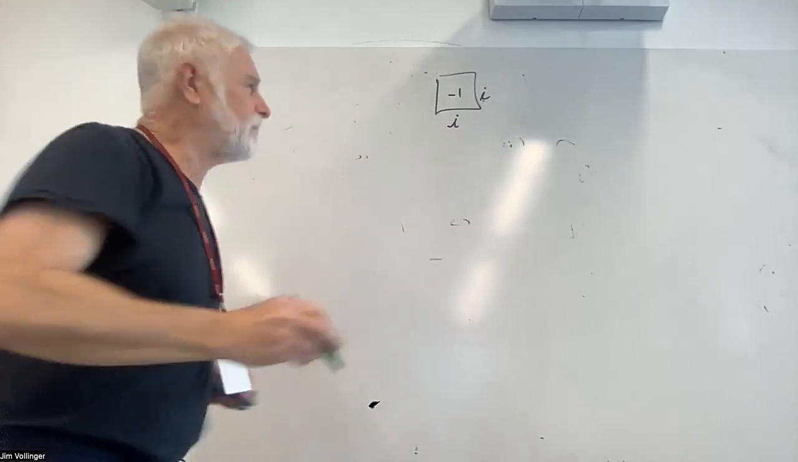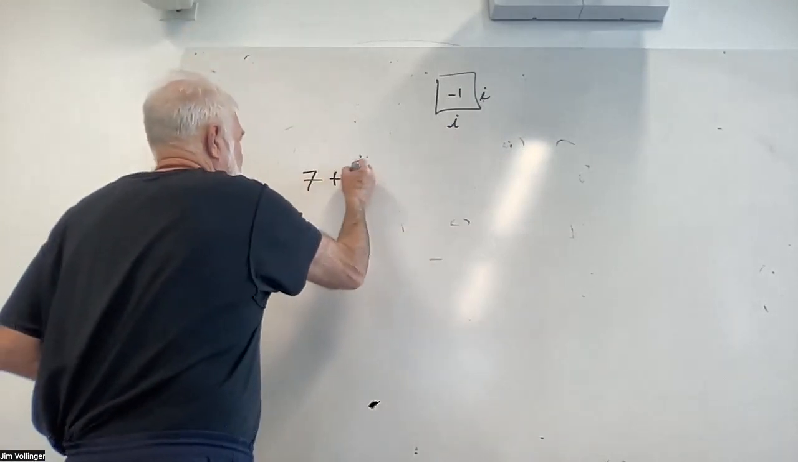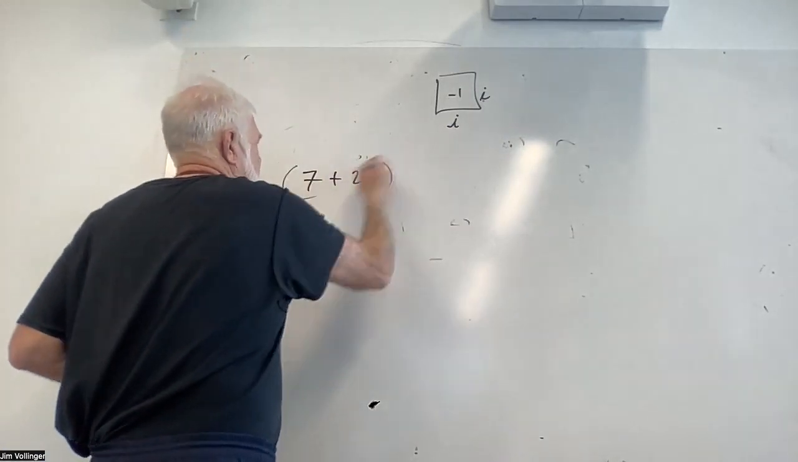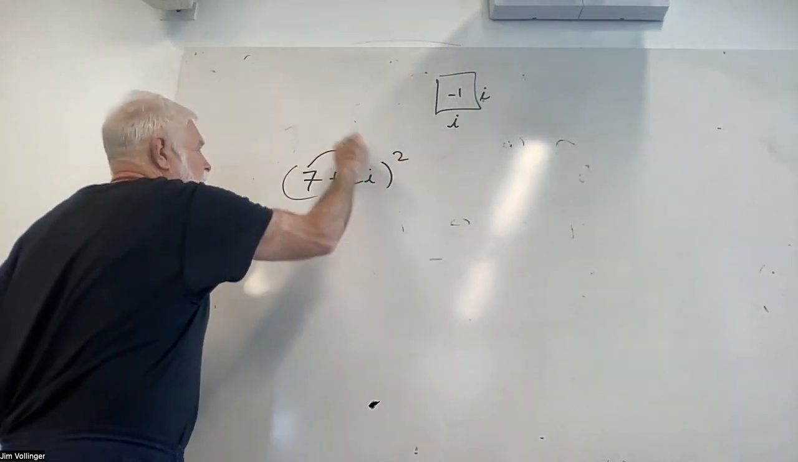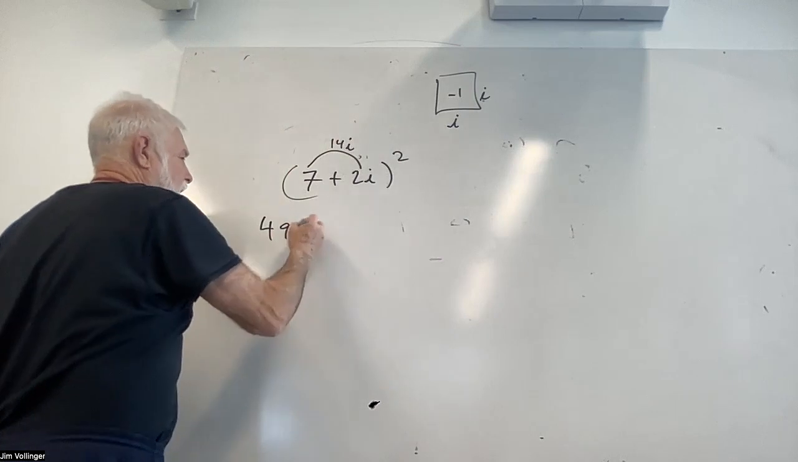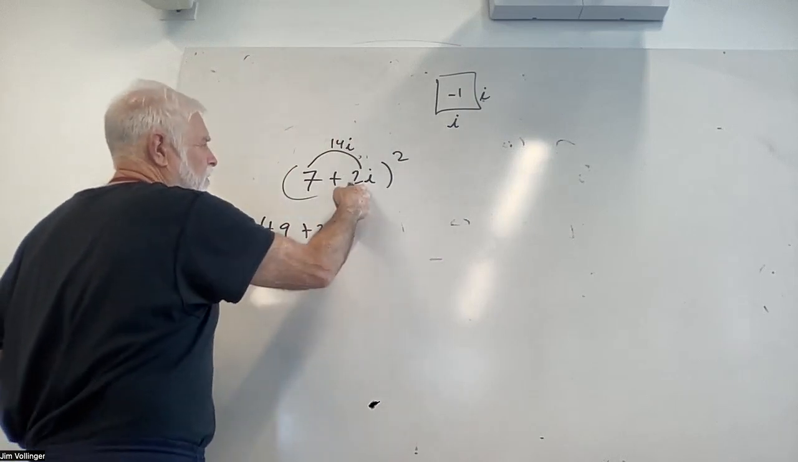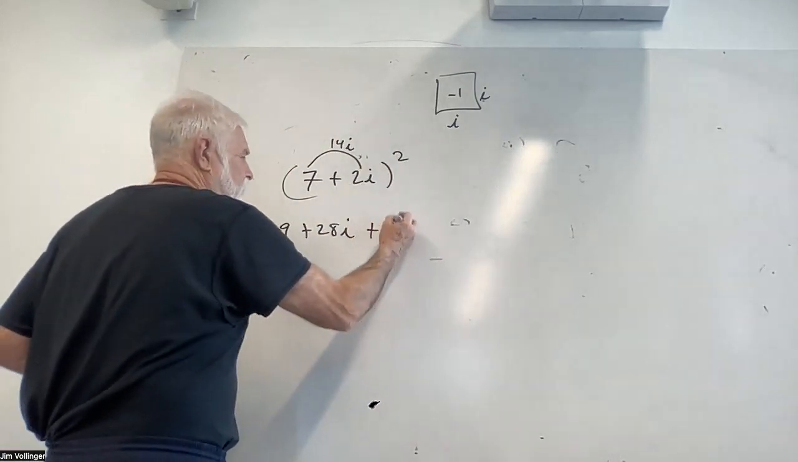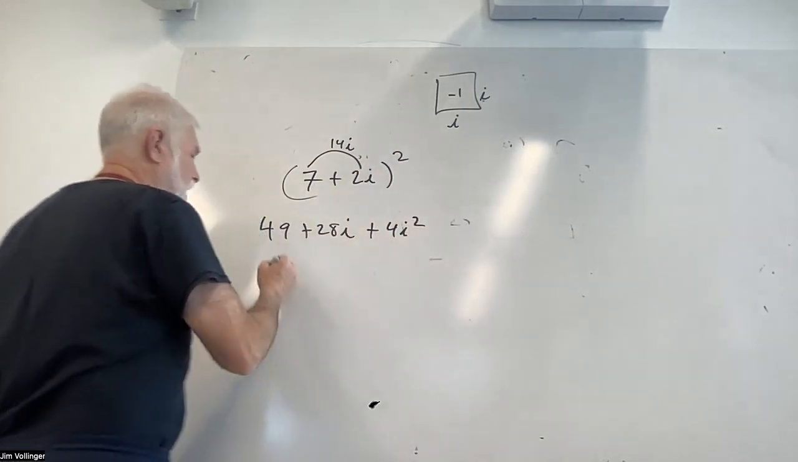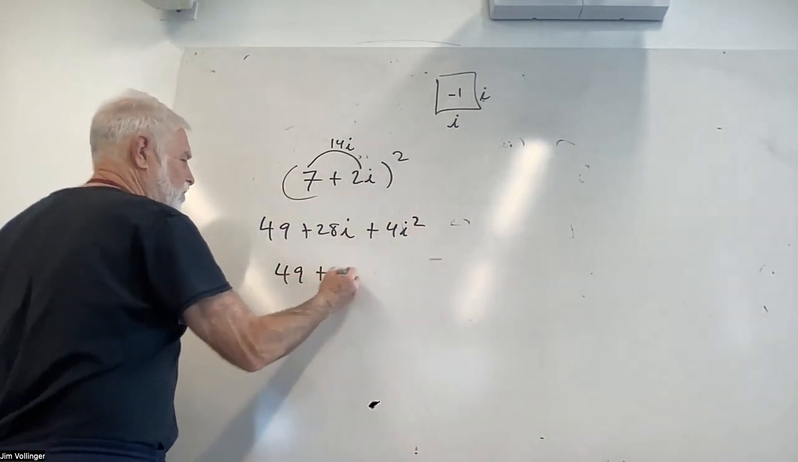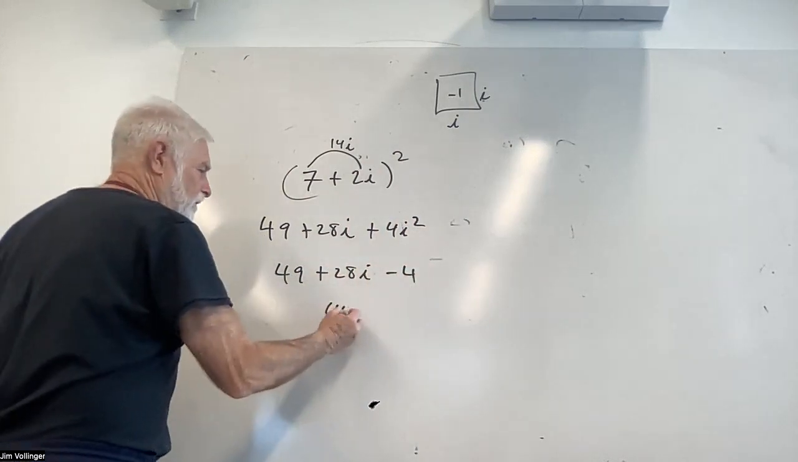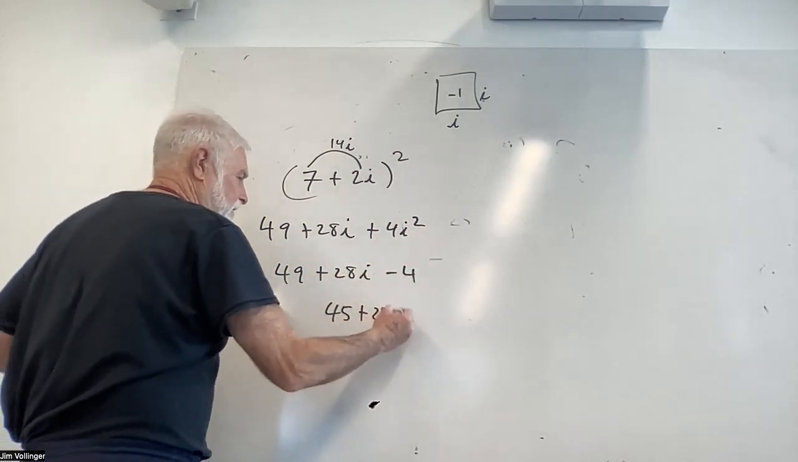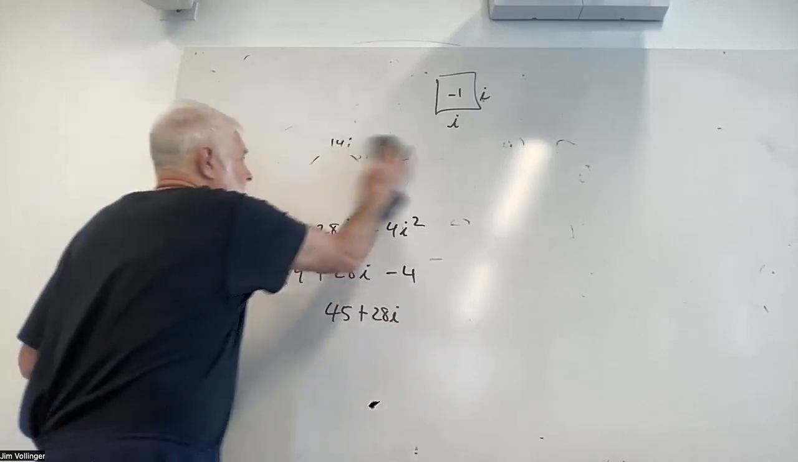You'll get there. (7 + 2i) squared. What are we doing with the 7? Squaring it. What are we doing with 14i? Doubling it. What are we doing with 2i times 2i? Writing 4i squared. That becomes 49 + 28i - 4. Answer: 45 + 28i. That was problem number 2.